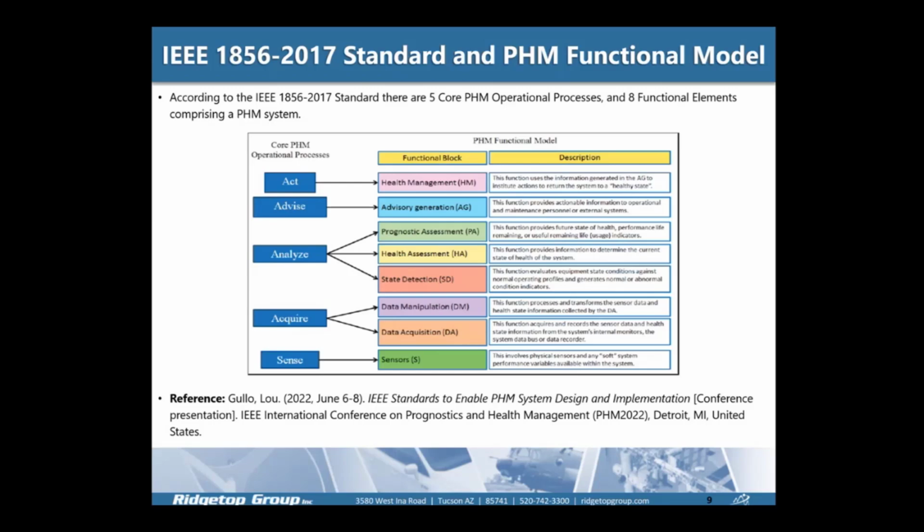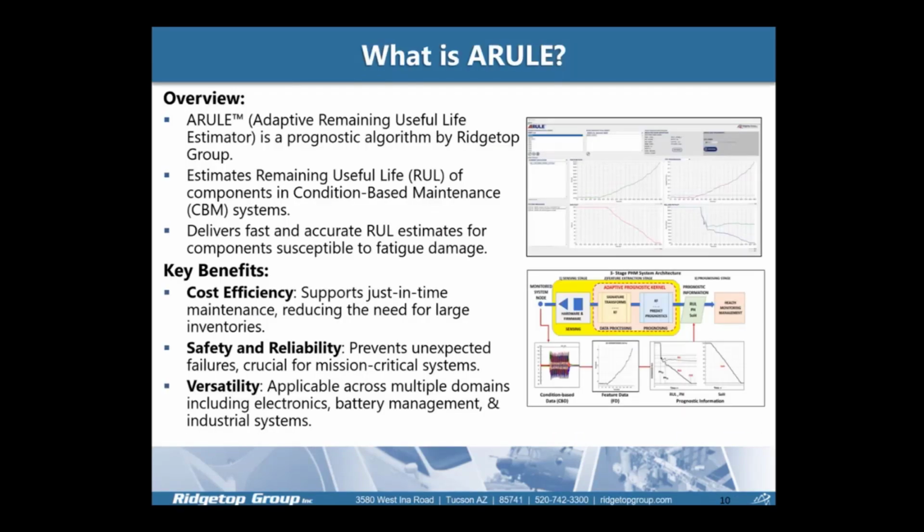But if we look underneath the GUI, we can see that this is a 3-stage PHM system architecture, which means ARULE allows us to take condition-based data, which can be arbitrary from different types of systems and data nodes, and then we can extract feature data from that and then do a prognostic assessment to determine the state of health, remaining useful life, and prognostic horizon.